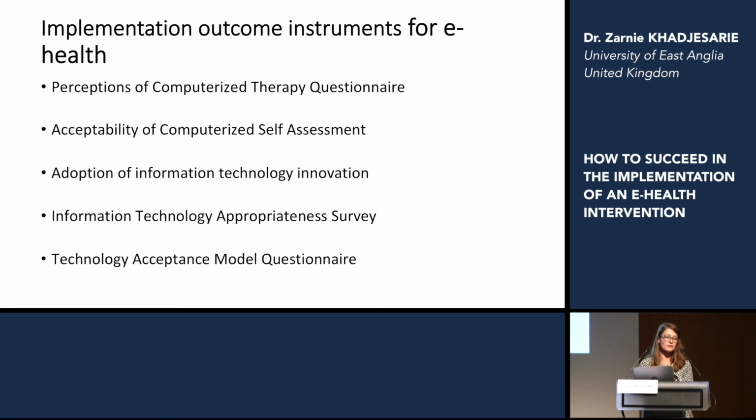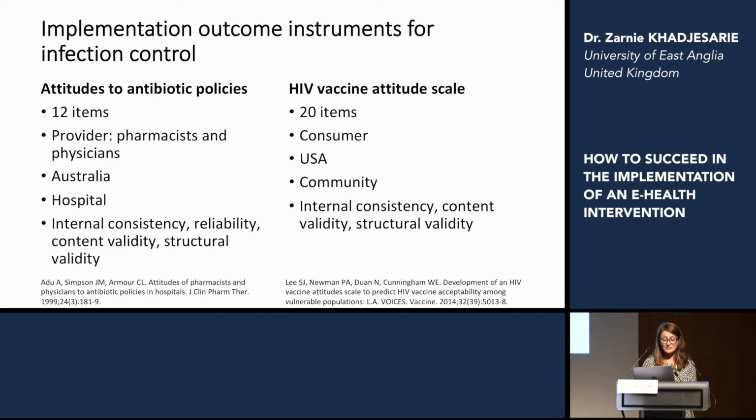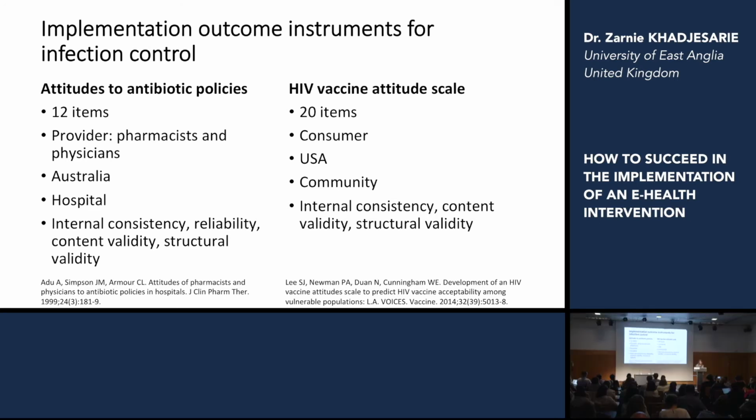So there's also lots of generic implementation outcome measures that may be relevant for use. I identified 2 in the infection field. So one was on attitudes to antibiotic policies. So this was a 12-question survey focusing specifically on pharmacists and physicians, conducted in Australia in a hospital setting, and looked at the following measurement properties.